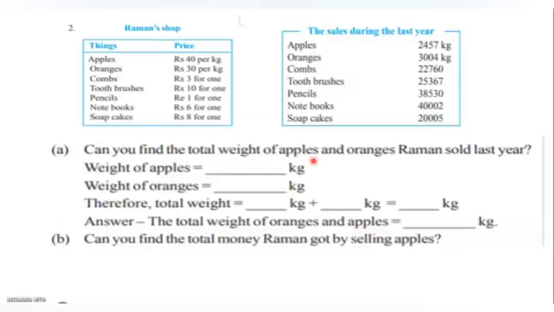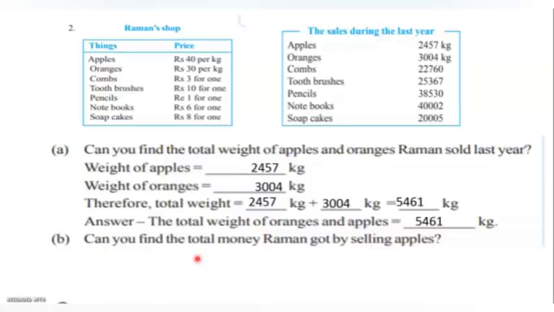Can you find the total weight of apples and oranges Raman sold last year? Weight of apples is equal to... Can you find the weight of apples in the chart? Yes, here it is given, 2457 kg. Weight of oranges, here it is. Therefore, total weight. Total means just adding both of these. So here the answer is 5461. This was a simple question.